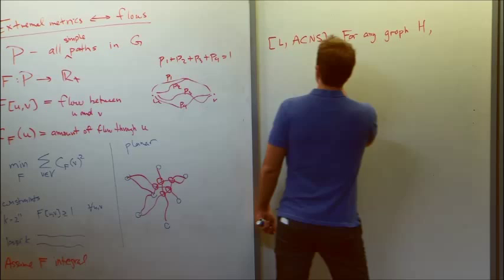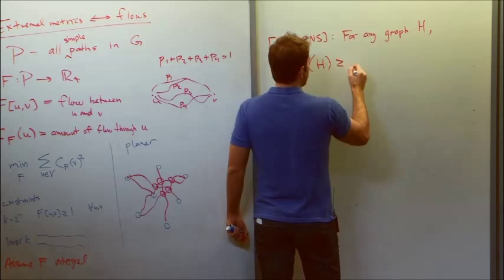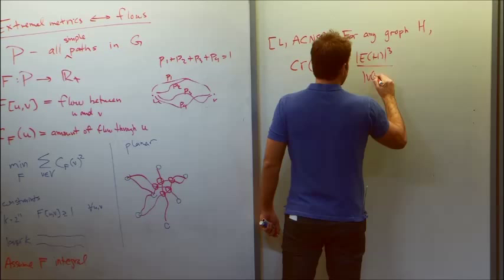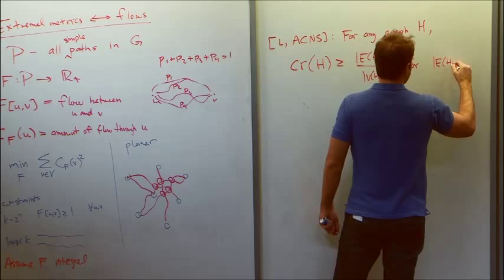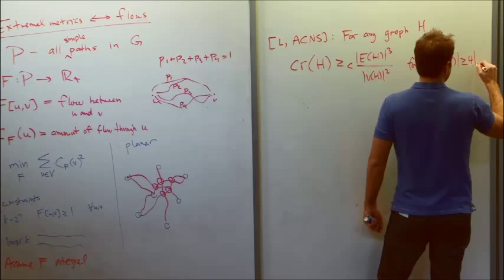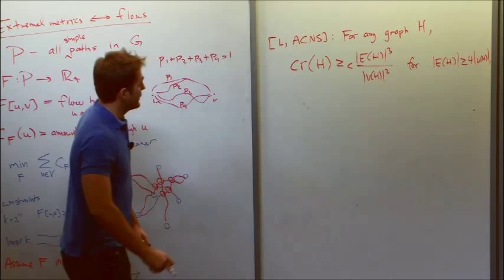So the crossing number of H is at least the number of edges cubed divided by the number of vertices squared, I guess with a constant here, as long as the number of edges is not too small. So you get lots and lots of intersections when you try to draw this graph.